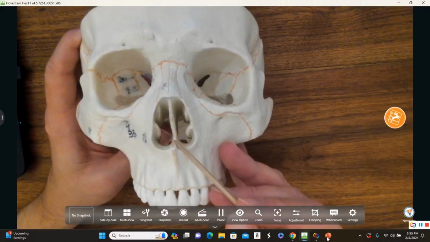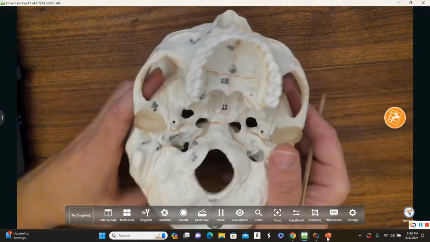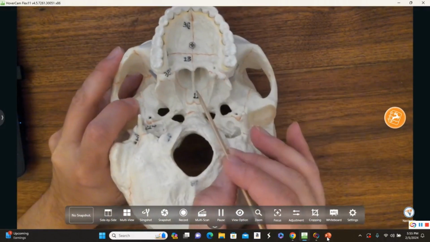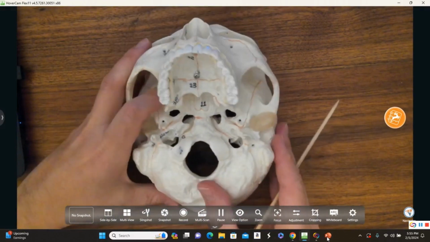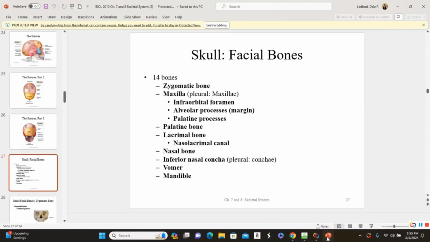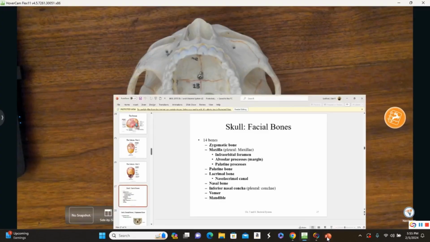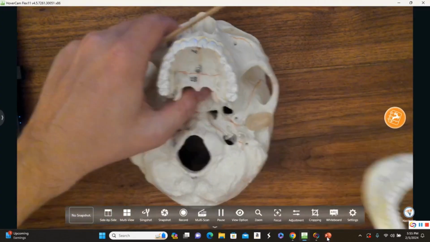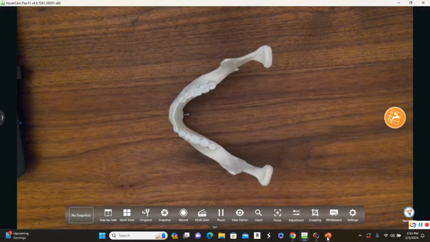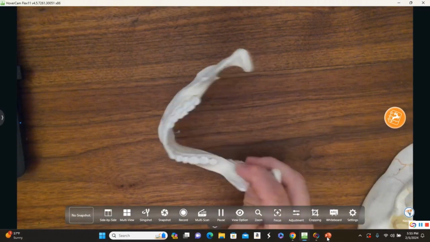So it's right here on the tip, the vomer. And it's located right here. And the mandible. Now the mandible, right here it is. Now we'll come back and look at this skull a little bit more, but this is the mandible, right here, okay?